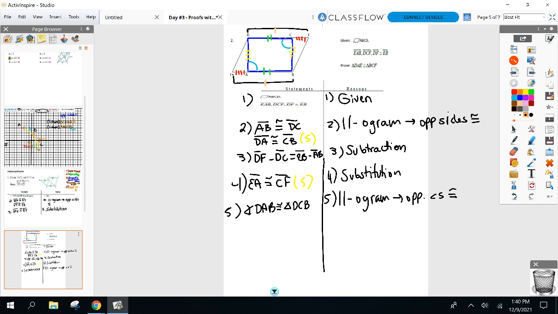I heard a lot of people say the theorem I gave you in Unit 2, which is supplements of congruent angles are congruent. Yes, that's what we're going to use, but you have to do what Mahmood's doing. Where are the supplementary angles? You cannot use that theorem until you tell me what angles are supplementary. So that is my step 6. Angle DAB and angle DAE are supplementary.